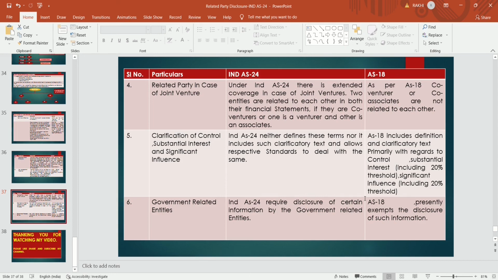Government related entities. AS 18 presently exempts the disclosures of such information, and Ind AS 24 requires disclosure of certain information about government related entities. They do not fully exempt the information. They require some information like the name of the government entity and the nature of the relationship. This kind of requirement is there in Ind AS 24, but AS 18 fully exempts the disclosures of any transactions with the government. So these are the differences which I discussed.